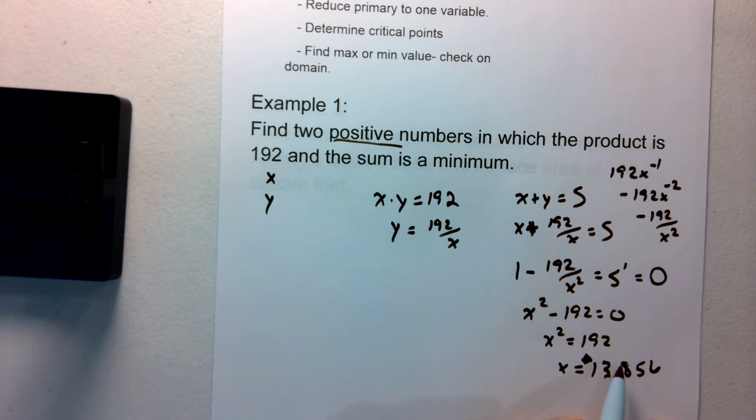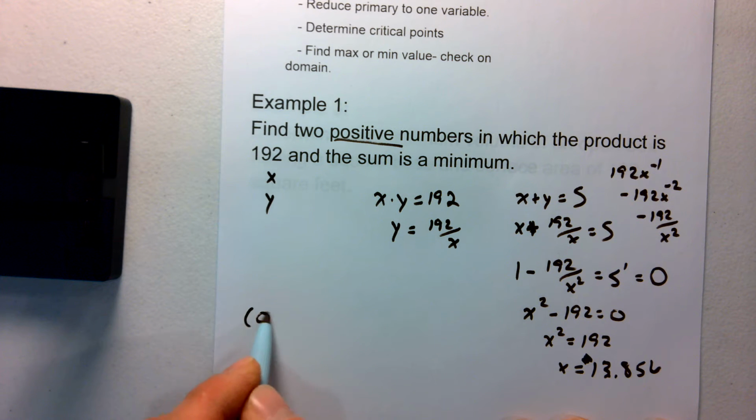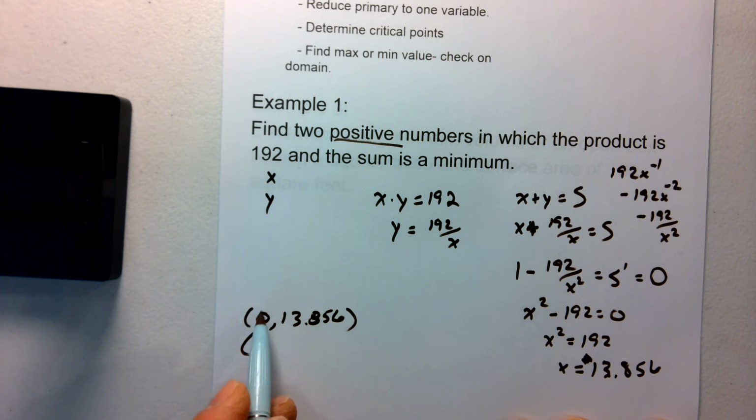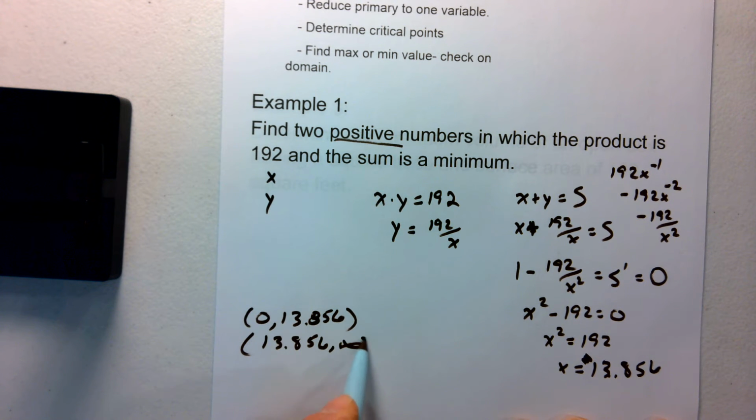Anyway, we don't know necessarily if this is a minimum or a maximum value. So what we have to do is test it. And the way we test it is to see where we go from increasing to decreasing or decreasing to increasing. So my intervals start at 0, because we're looking again for two positive numbers. So it's from 0 to 13.856 and 13.856 to infinity.